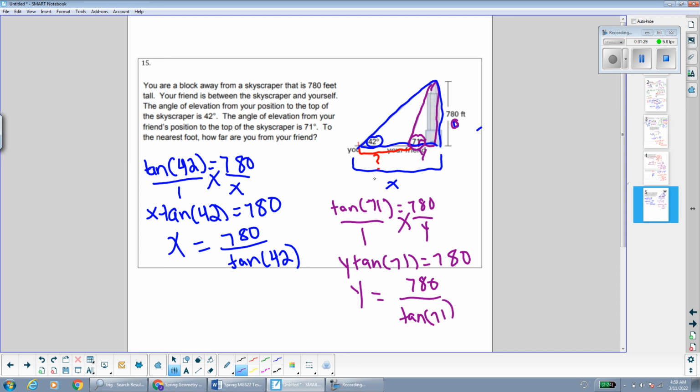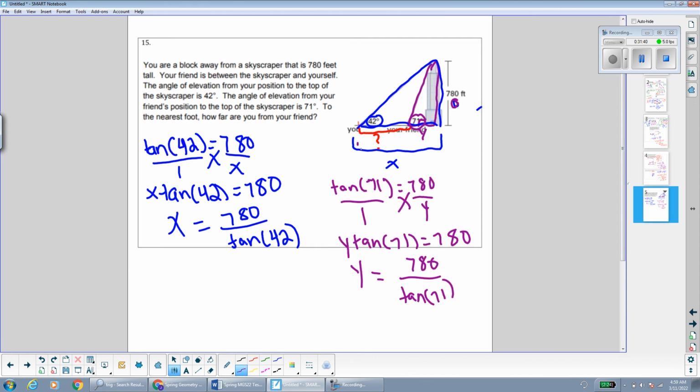Since I have x and I have y, I can subtract to find the distance from you and your friend, which is what I need. So I'm going to do the bigger side, which is x, minus the smaller part, which is y. And that should give me the distance that we need.